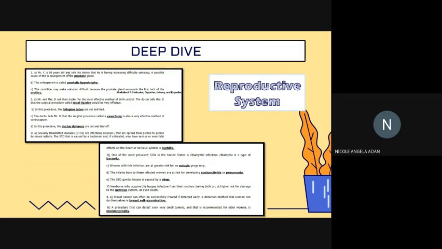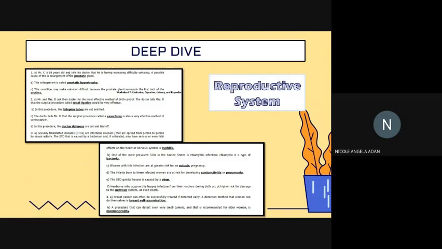Number 1. Mr. C is 68 years old and tells his doctor that he is having increasing difficulty urinating. A possible cause of this is enlargement of the prostate gland. B. The enlargement is called prostatic hypertrophy.